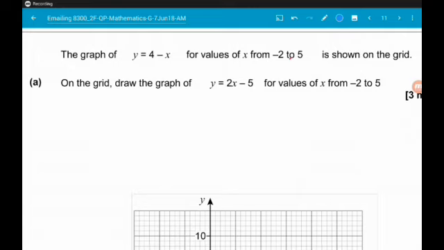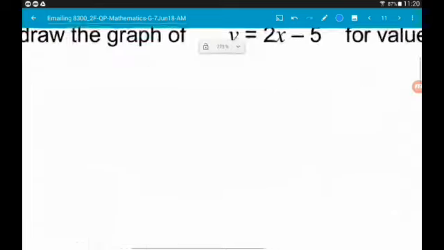Question 15. The graph of y equals 4 minus x is drawn on a grid for us from x between -2 to 5. We want to draw the graph of y equals 2x minus 5 for values of x from -2 to 5. So we want y equals 2x minus 5. The easiest way to draw a graph is to find some coordinates.